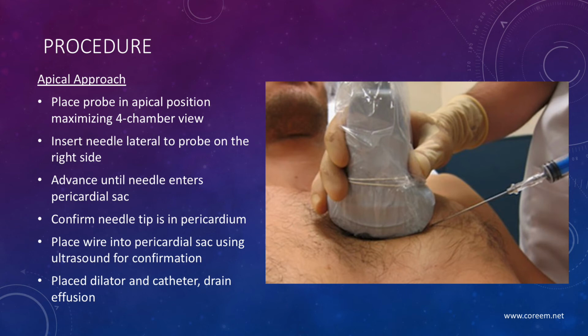In the apical approach, you'll place the probe over the chest, again with a sterile probe cover. Insert the needle lateral to the probe on the right side. Advance until the needle enters the pericardial sac and confirm the needle tip is in the pericardial sac, and then place the dilator and drain the effusion.